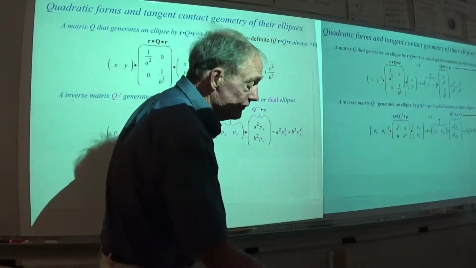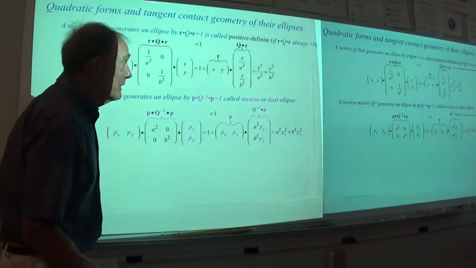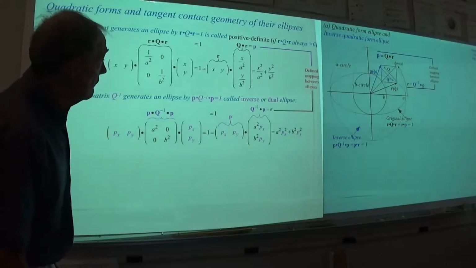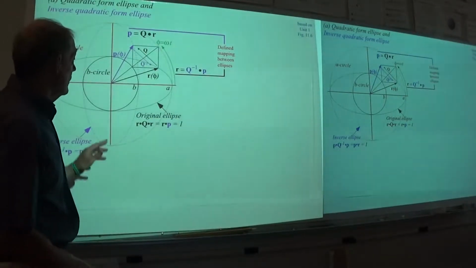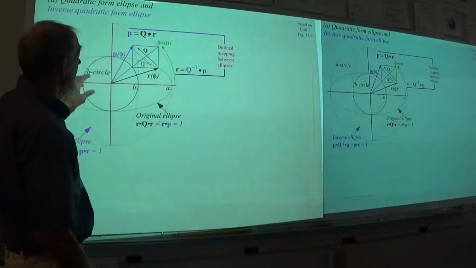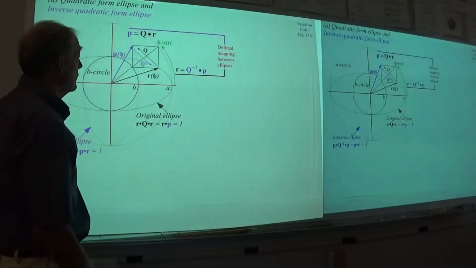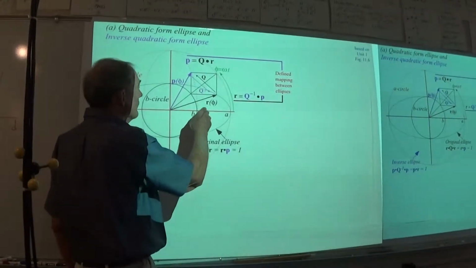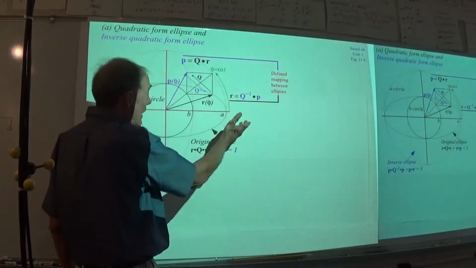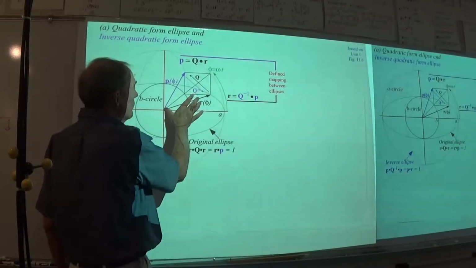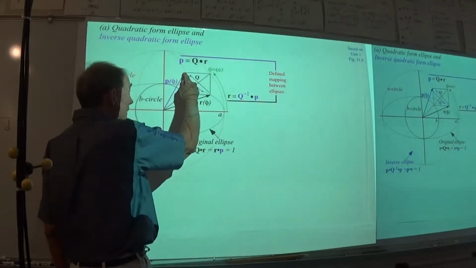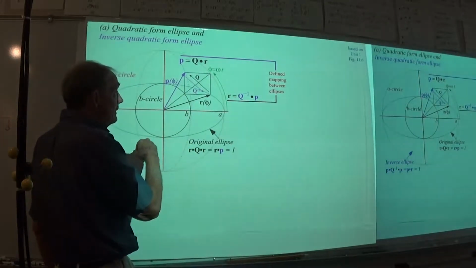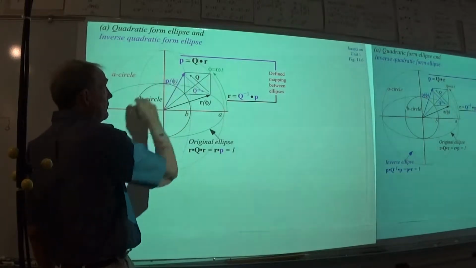Now, how does that work? What's actually happening when you do that transform from R to P? Okay, so here is an ellipse right here. There is R. Well, it turns out there's this little square right here, and basically what you do is Q takes R up to P on another ellipse, the ellipse that goes with the inverse of the quadratic form.